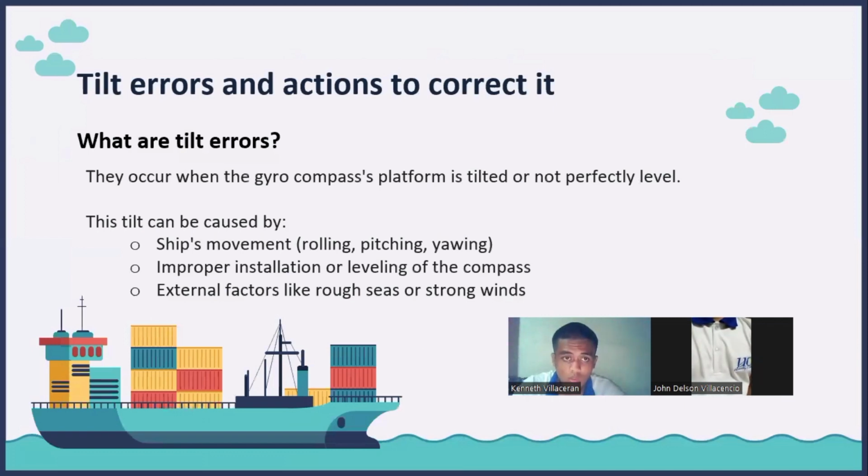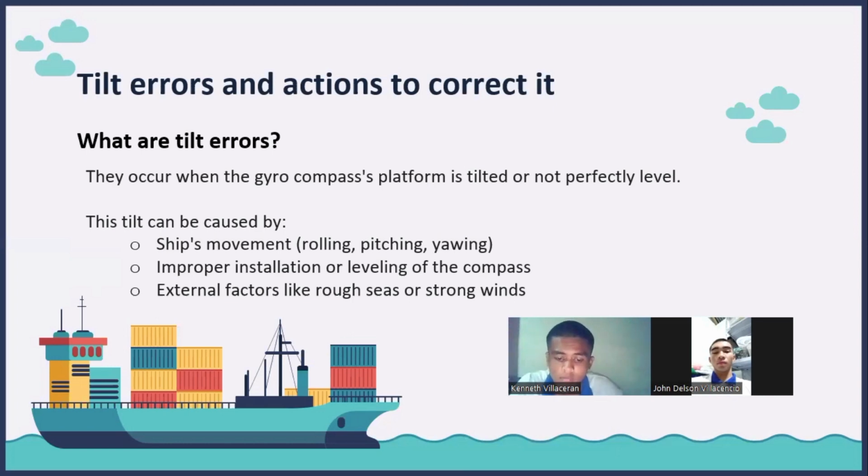So, tilt errors and actions to correct it. What are tilt errors? They occur when the gyro compass platform is tilted or not perfectly level. This tilt can be caused by the ship's movement, rolling, pitching, yawing, and improper installation or leveling of the compass, and external factors like rough seas or strong winds.